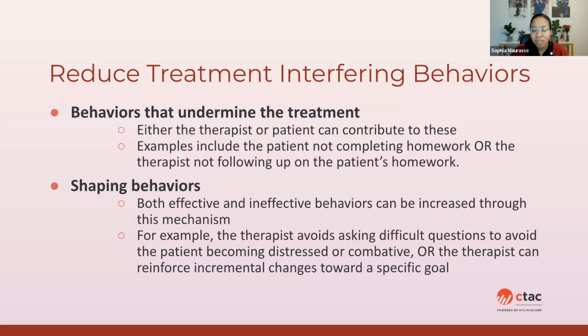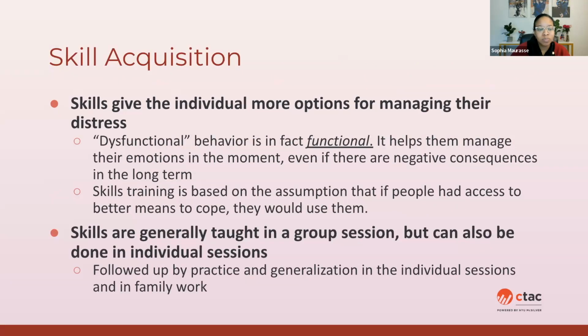For example, if a therapist finds that when they engage in a certain topic, the client shuts down, the therapist starts to avoid certain topics. And thereby the client starts shaping the therapist away from addressing those behaviors. That's an example of shaping that could actually be therapy interfering. So we will look at the skills acquisition. And as I said before, recognize that this behavior is in fact functional for the patient in a way that addresses their distress in the moment.